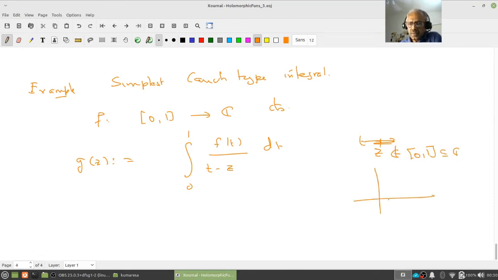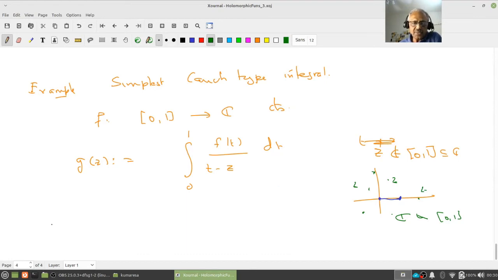That means this is removed and z could be anywhere. Any z anywhere could be allowed. z could be here, z could be here, z could be here, etc. Therefore the domain is C minus [0,1], because t minus z must make sense. Do you understand that? 1 upon t minus z should make sense.